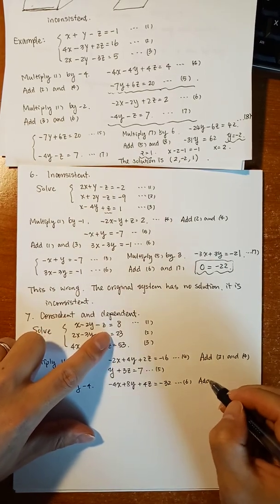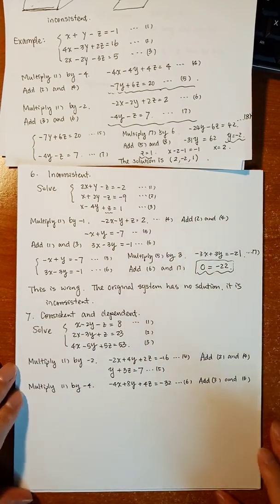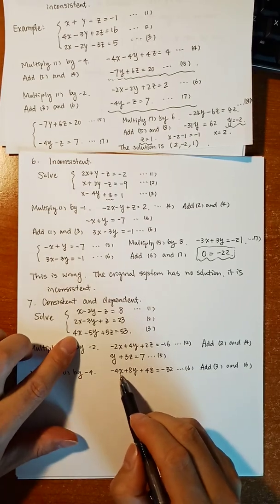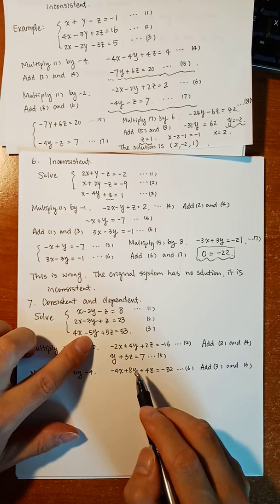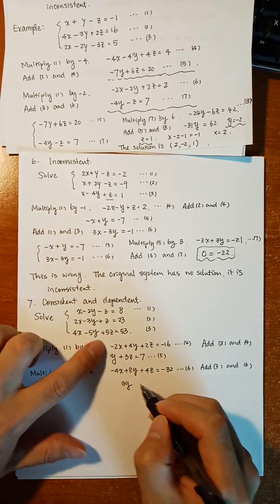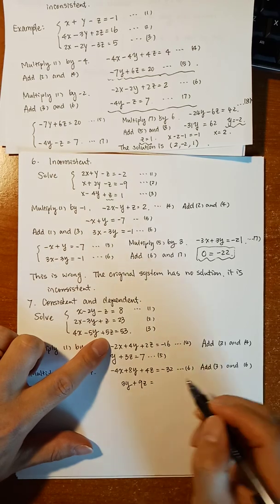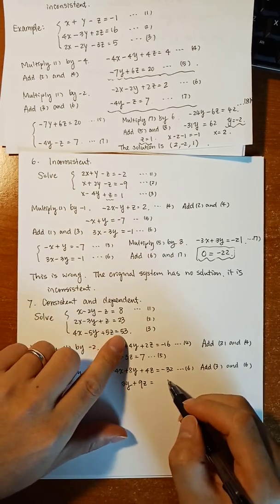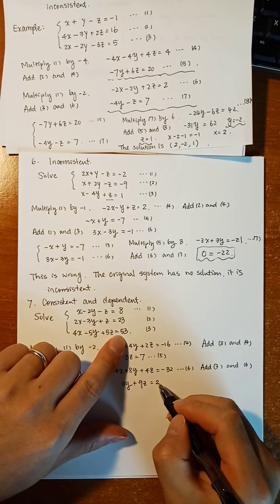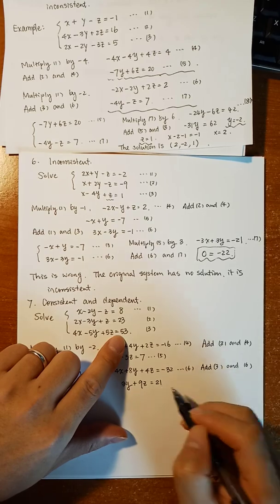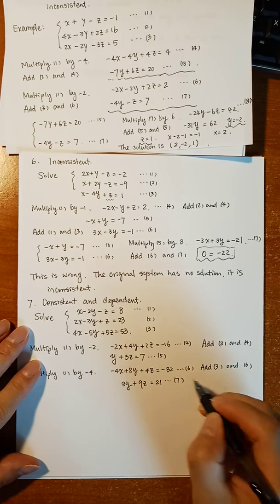And we are going to add equation 3 and equation 6. So 4x plus negative 4x cancelled. Negative 5y plus 8y is 3y. 5z plus 4z, 9z. 53 plus negative 32, what is it? It's 23, right? 21, not 23. I have to be careful about my computation. Okay.